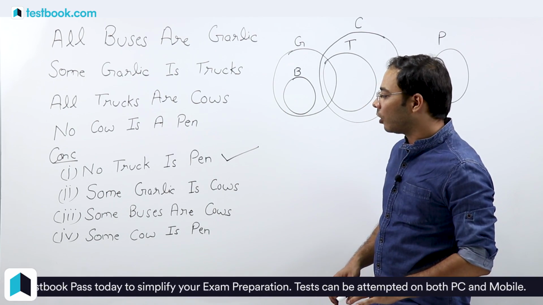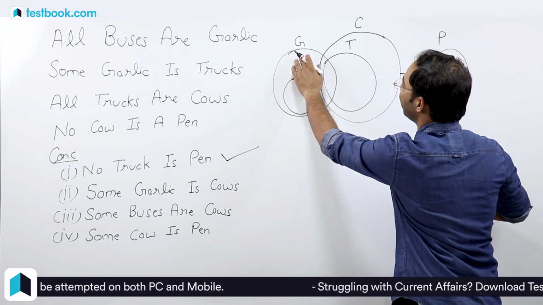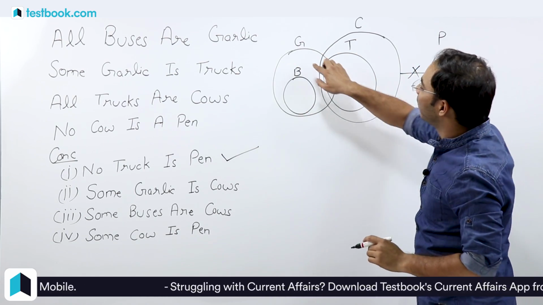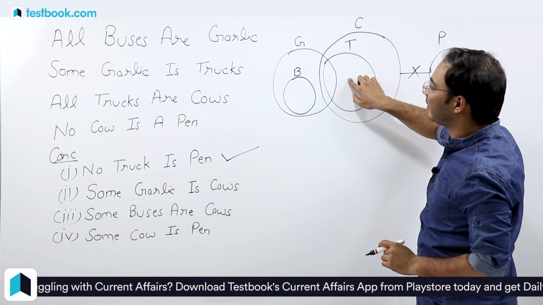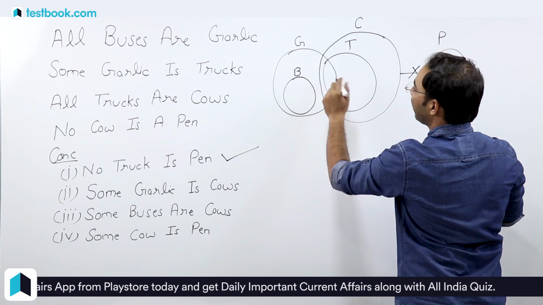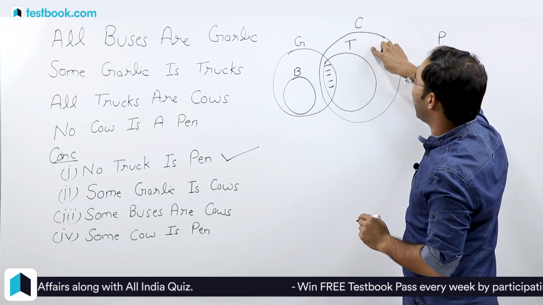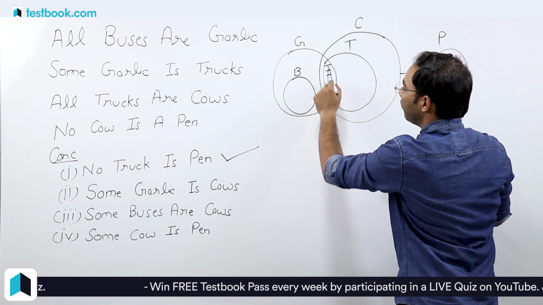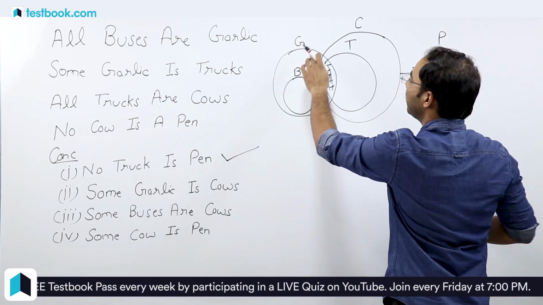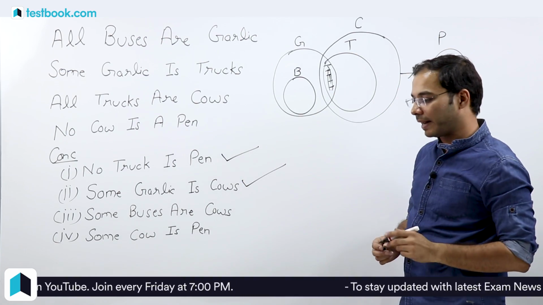Now your second conclusion is some garlic is cows. Okay, so garlic is here, cows is here. Now garlic and trucks have common part. This is some garlic is truck. So garlic and truck have this part in common and trucks are in the cows. So this part will be common between garlic, trucks and cows. So this conclusion will be correct.